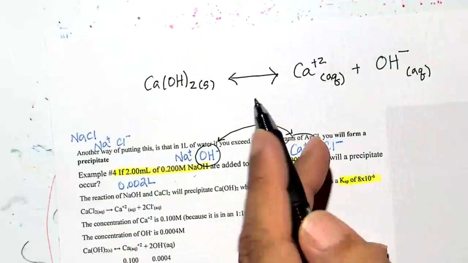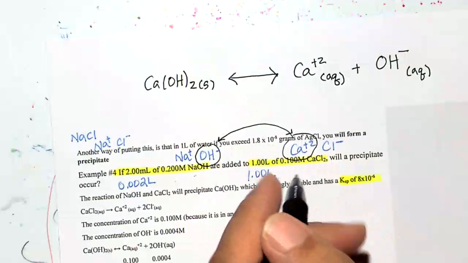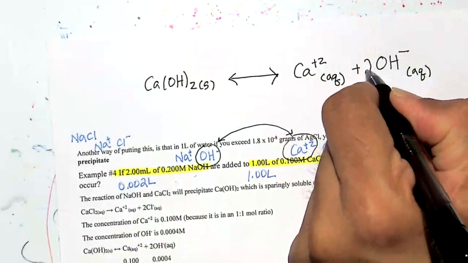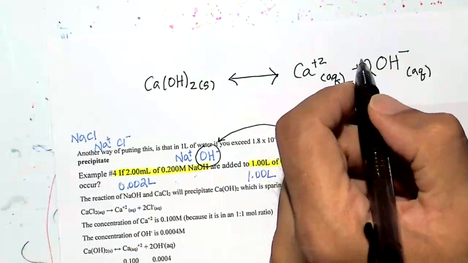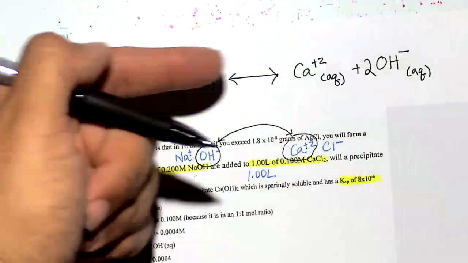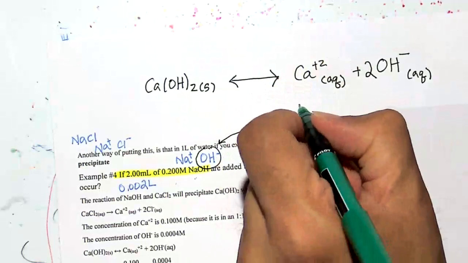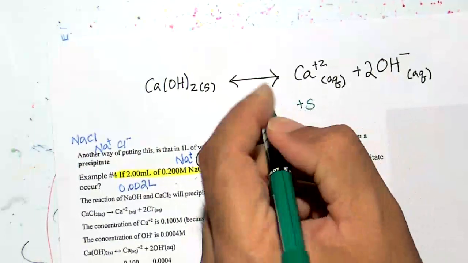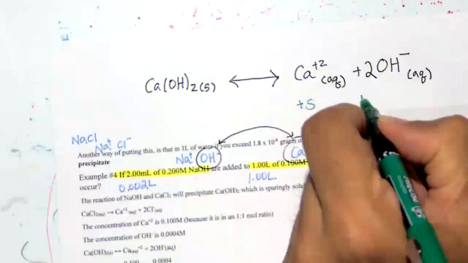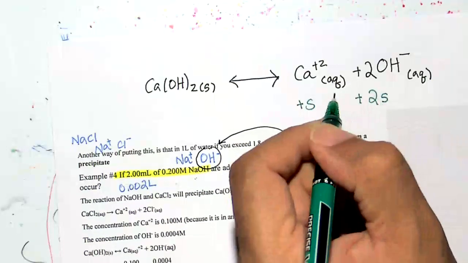And what do I need to do with this equation here? All equations, what do we need to do? Balance it, so it will be a 2 here. Like we said, in these types of problems, some of it will go back. So this will be plus s, and this will be not plus s, but very good, plus 2s.